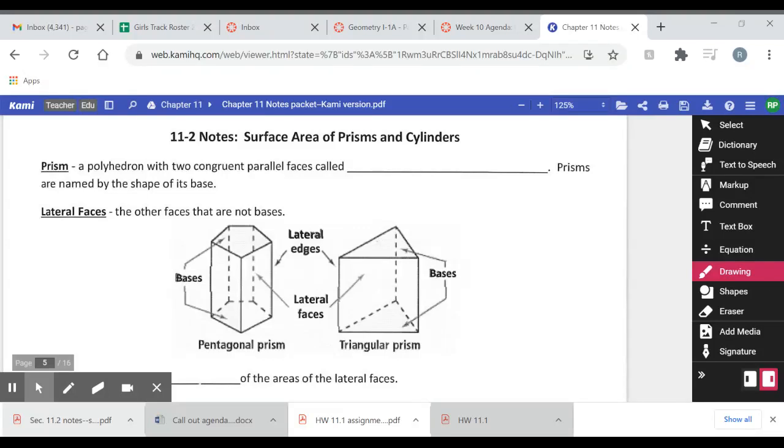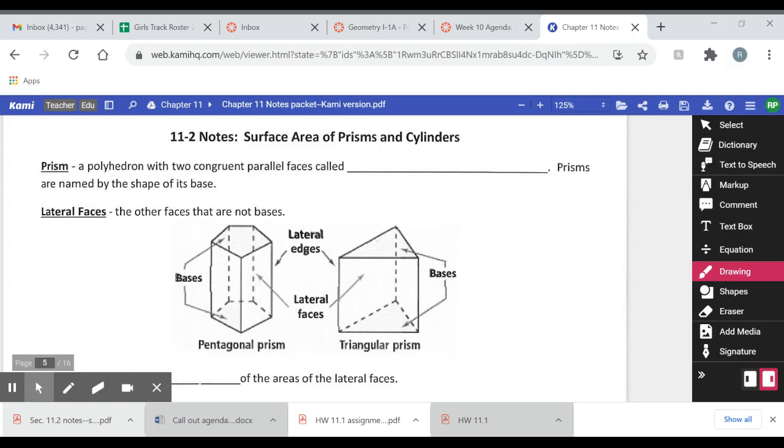Hi, welcome to section 11.2 notes. This is on surface area of prisms and cylinders. So section 11.2 and 11.3 are both going to be on surface area, and then in 11.4 and 11.5 we'll move into volume of those same figures.